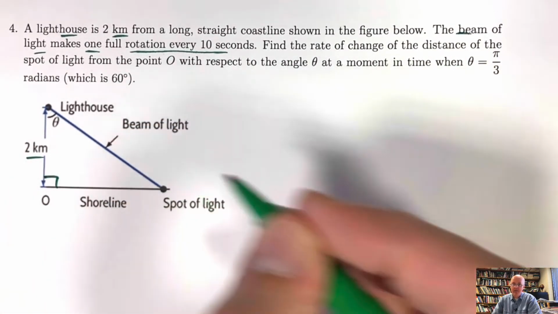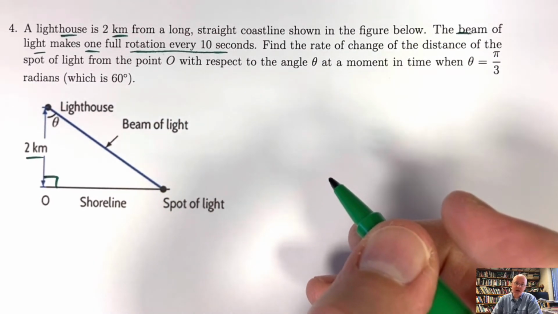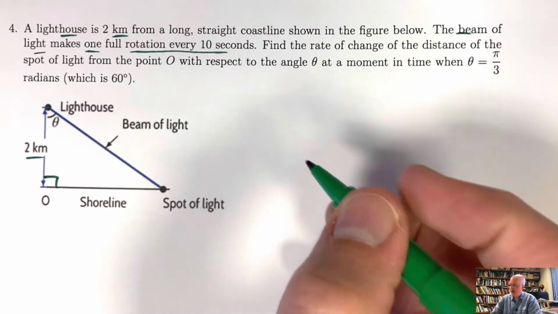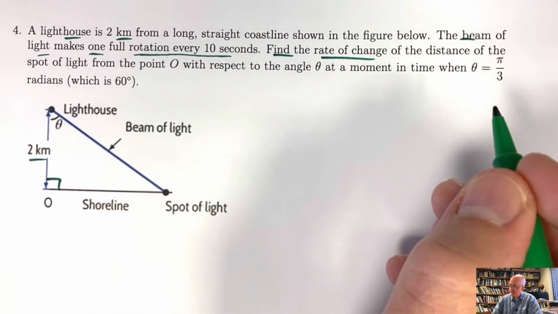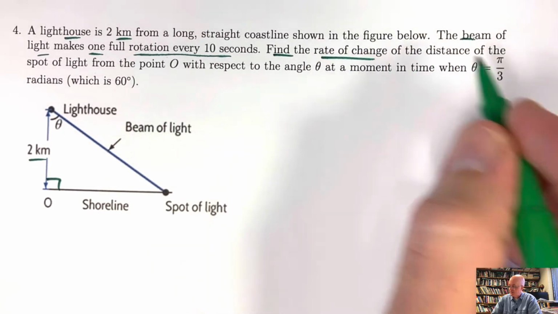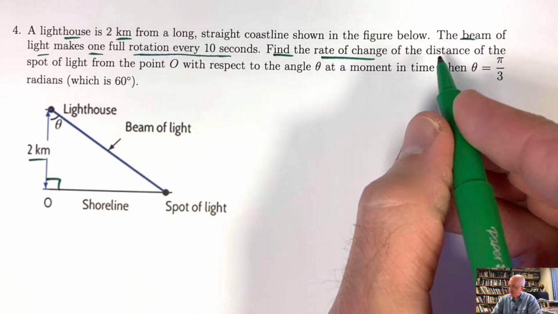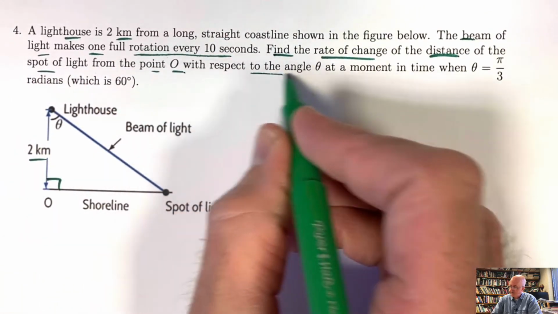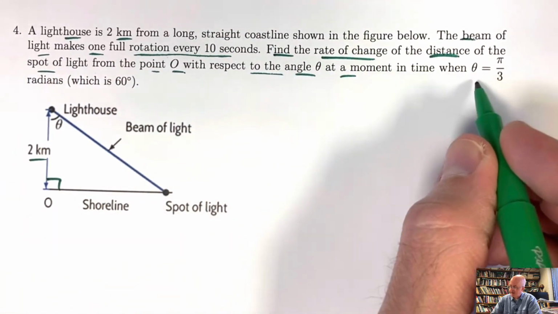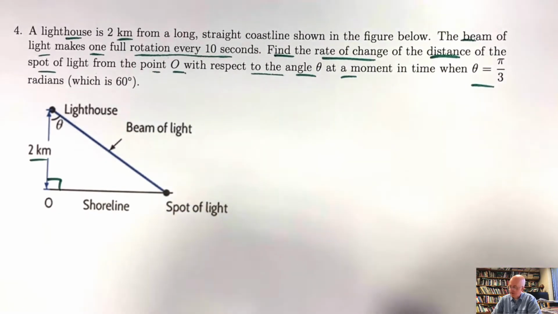d theta dt would be 2 pi over 10 or pi over 5 radians per second if you want to know that right away. Our goal is to find the rate of change, and that's a constant rate of change, by the way. It's assumed even though it's not stated. Find the rate of change of the distance of the spot of light from the point O with respect to the angle theta at the moment in time when theta is pi over 3 radians, which is 60 degrees.